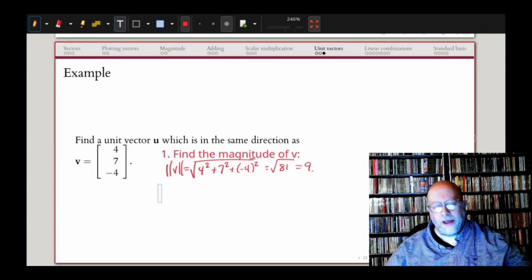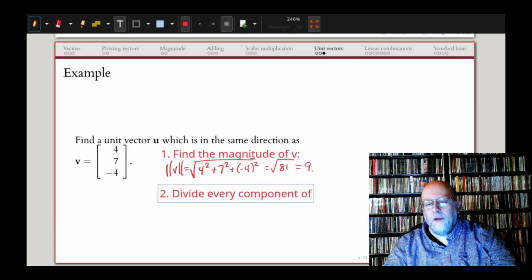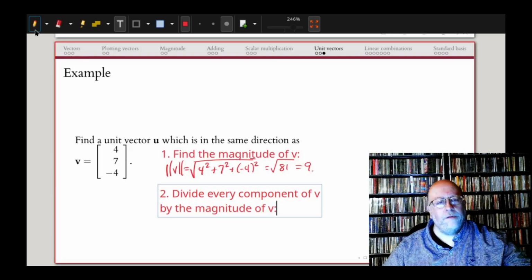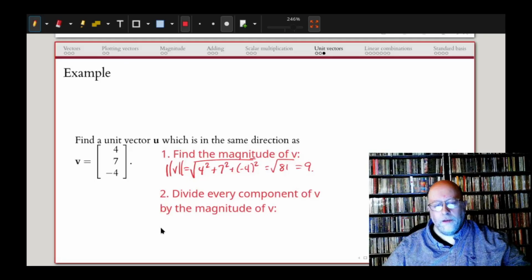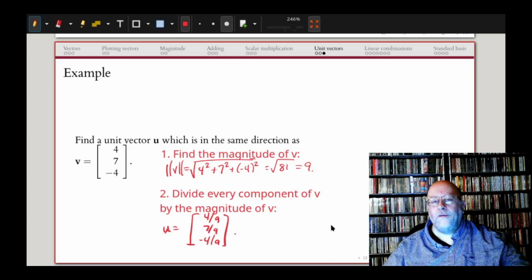And then we're going to divide every coordinate of v, every component of v, by the magnitude of v. And so that gives us the unit vector, which is going to be 4 over 9, 7 over 9, and negative 4 over 9. And that's our answer to this example.